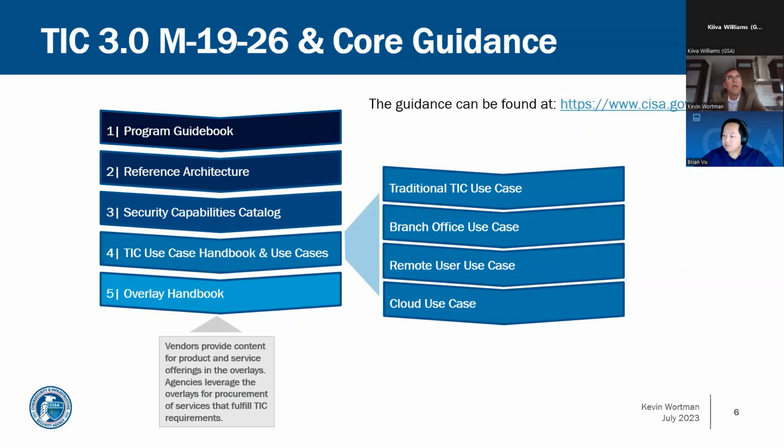But basically, we've worked with vendors to where they take the 117 security capabilities that are in the security capabilities catalog, and they map those to their products and services. And we'll go a little bit more into detail about that when we get to that section of the briefing. All this guidance can be found at cisa.gov/TIC.